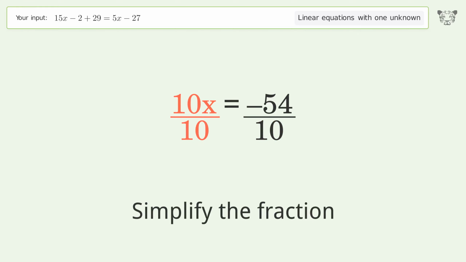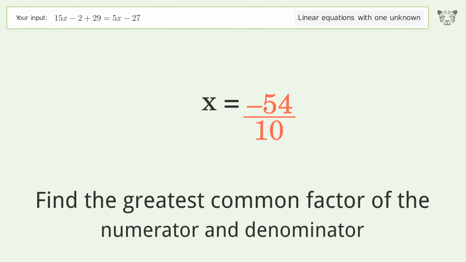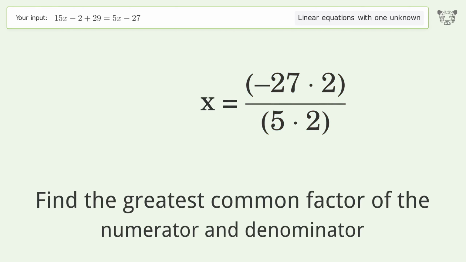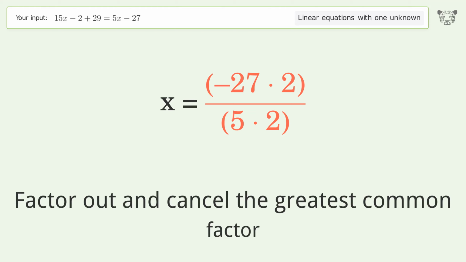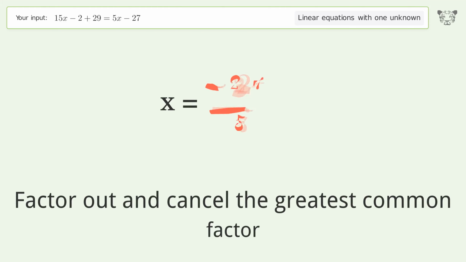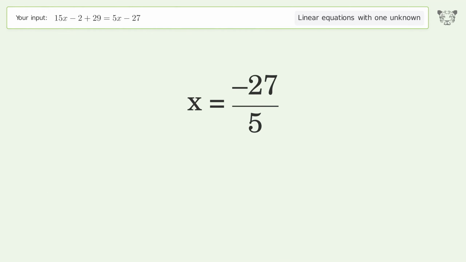Simplify the fraction. Find the greatest common factor of the numerator and denominator. Factor out and cancel the greatest common factor. And so the final result is x equals -27/5.